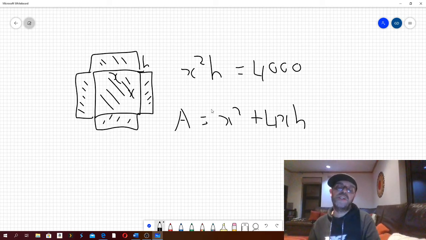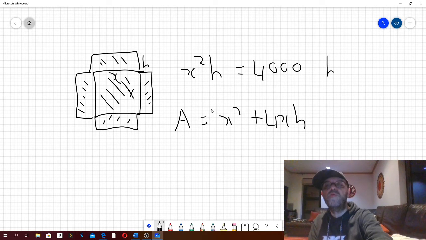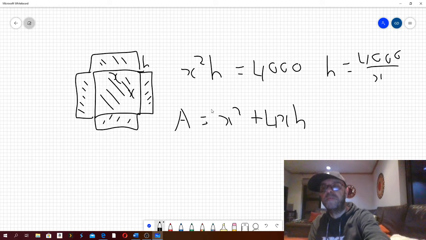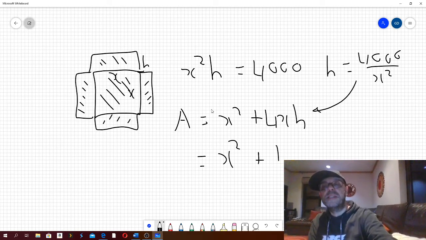Now we want to differentiate this area function because it's the area that we want to find the minimum for. But the problem is that we have an x and an h variable in there. However, we can use this volume equation, which has an x and h in it, and rewrite the h as 4,000 over x squared. That means we can replace that here. So we get that the area is x squared plus 16,000 over x if I replace that value in there.